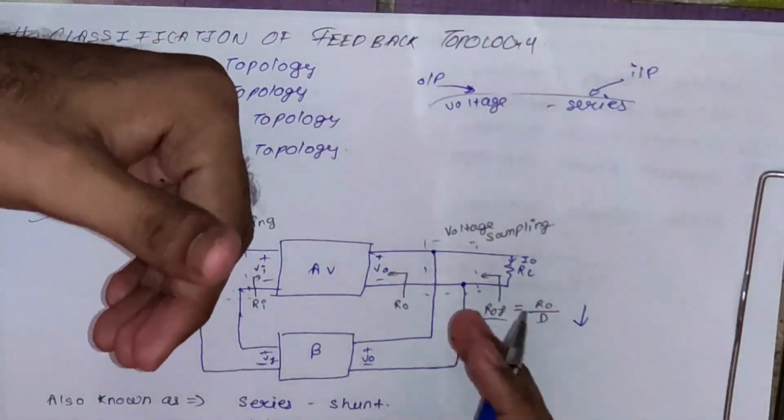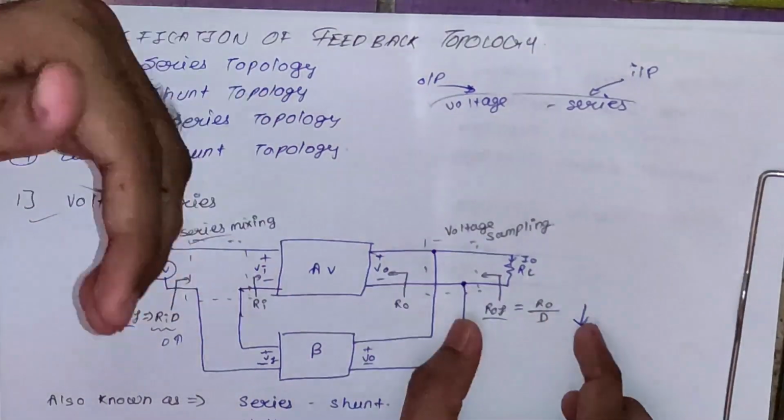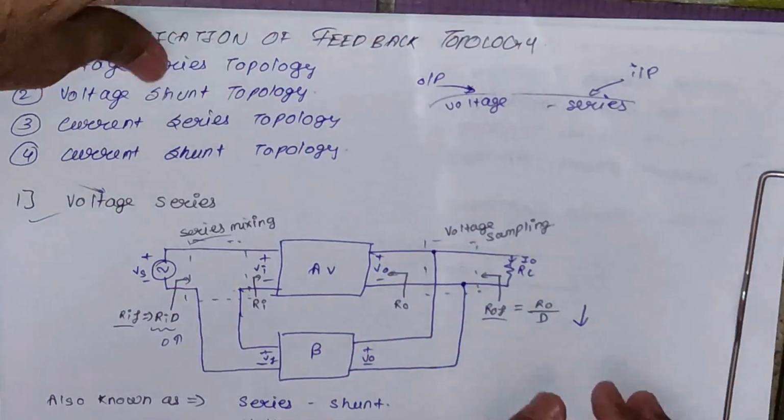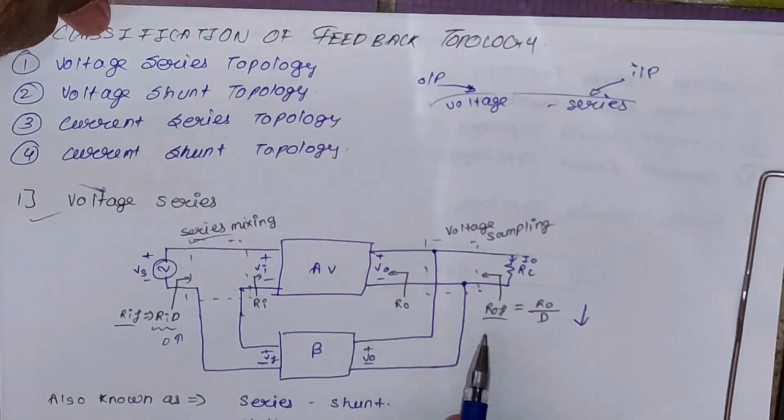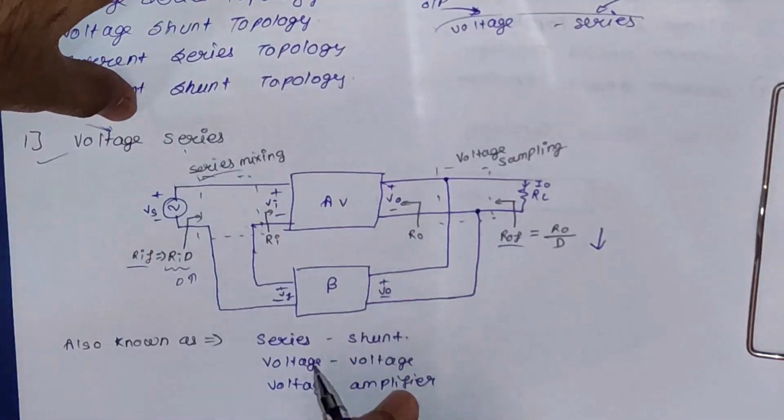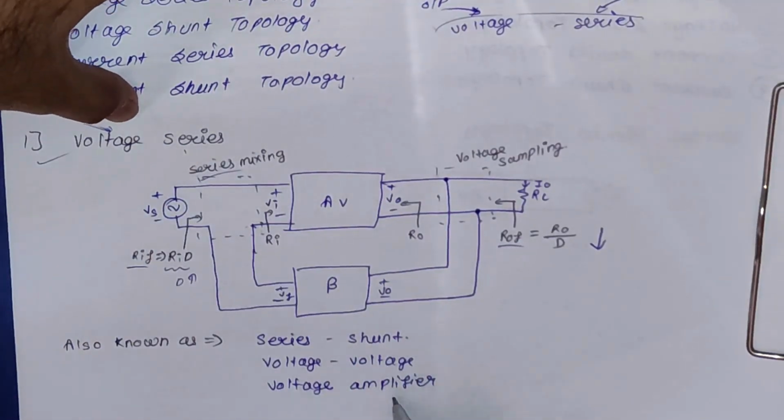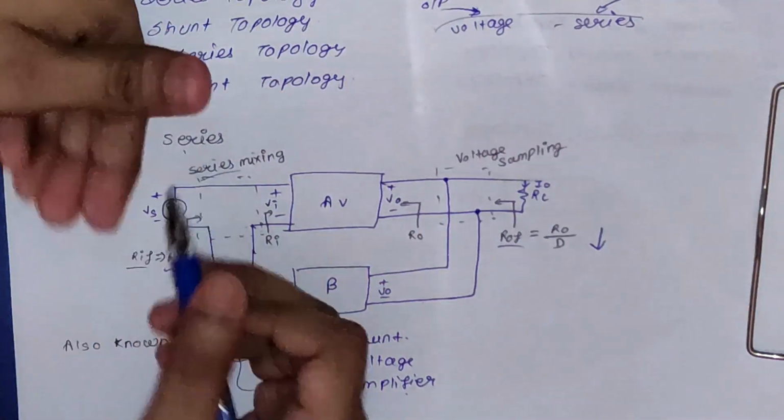Well, in the next video I will show you the trick to solve this also, but it's better to know the concept. Now let's see the other name of this. Another name of this voltage series is series-shunt, or voltage amplifier. Okay, so these are different formats.